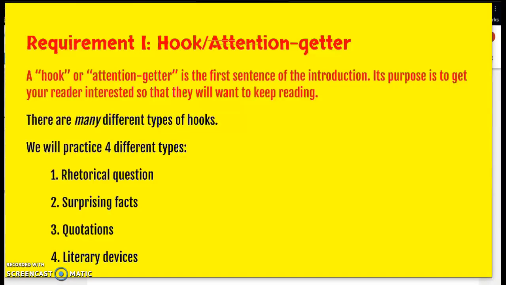So the first requirement of an introduction is the hook, sometimes called an attention getter, and it's the first sentence of the introduction. Its sole purpose is to get your reader interested so that they will want to keep reading. There are many different types of hooks, but we're going to practice these 4. Number 1, a rhetorical question. 2, surprising facts. 3, quotations. And 4, literary devices.